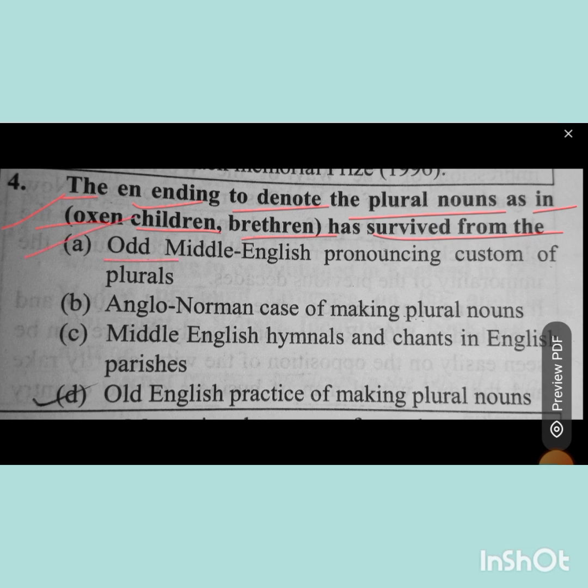Option A, Old Middle English pronouncing custom of plurals. Option B, Anglo-Norman case of making plural nouns. Option C, Middle English hymnal and chants in English parishes. Option D, Old English practice of making plural nouns. So the answer will be option D. It means Old English practice of making plural nouns.